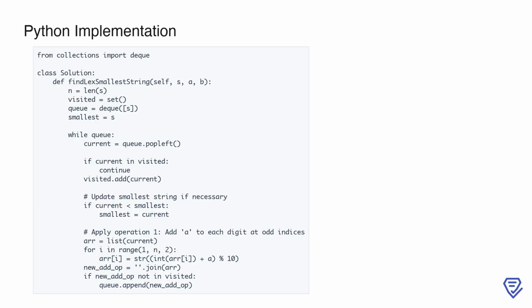We initialize a few key variables: n to store the length of the string, visited as a set to keep track of strings we've already processed, q as a deque initialized with the input string, and smallest to keep track of the lexicographically smallest string found so far, initially set to s. The main logic is implemented within a while loop that runs as long as there are elements in the queue.